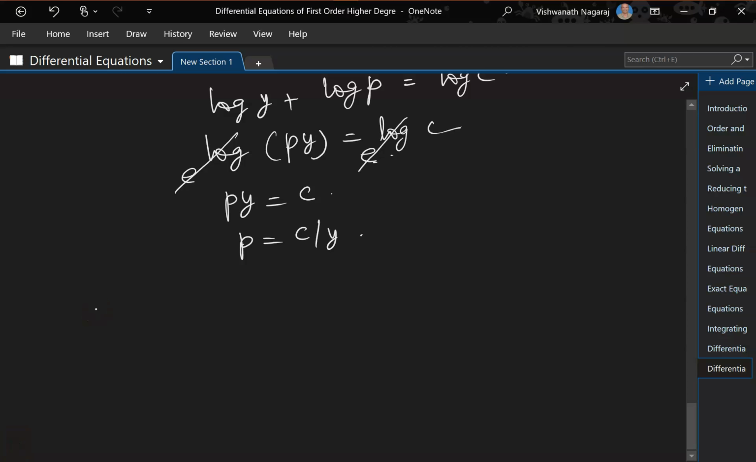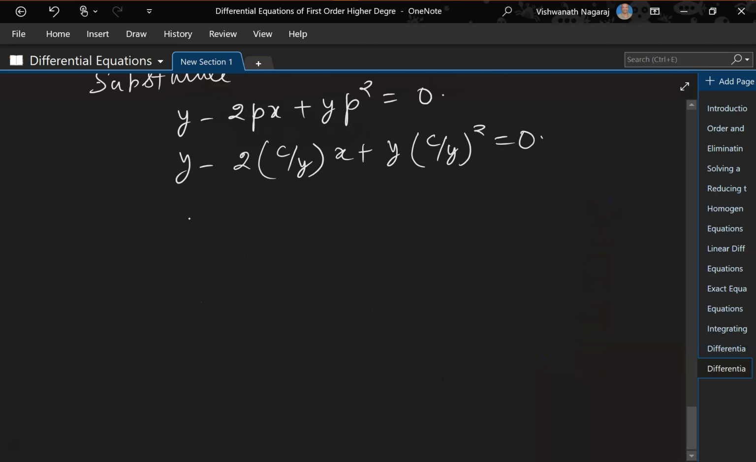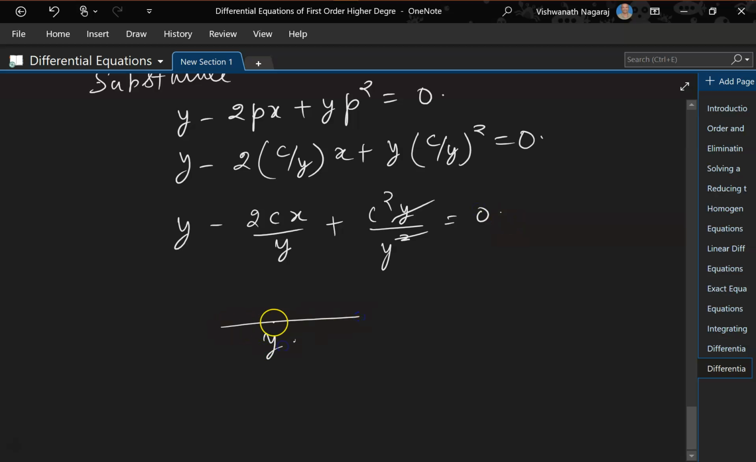Let's substitute it back. So y minus 2px plus yp square is equal to 0. So y minus 2 times c by y times x plus y times c square by y square equal to 0. So y minus 2cx by y plus c square y by y square. One of these gets cancelled. So y square minus 2cx plus c square is equal to 0.